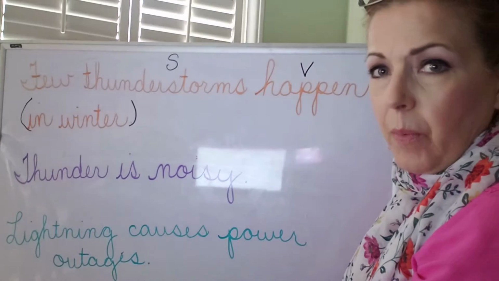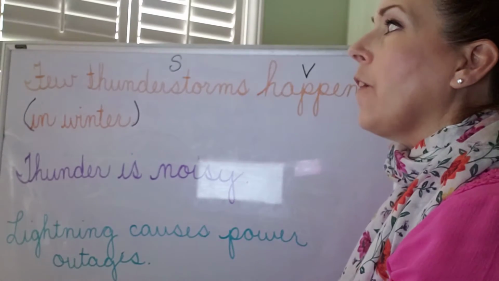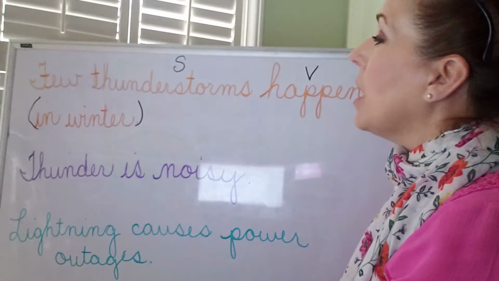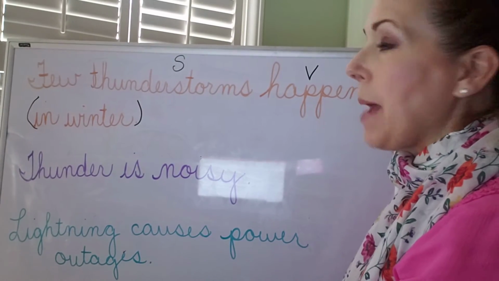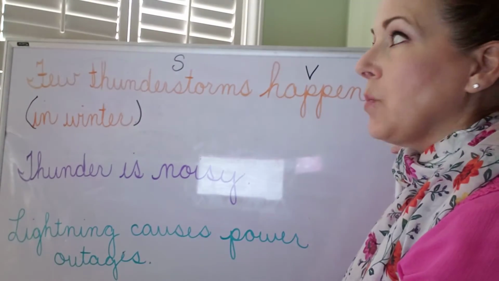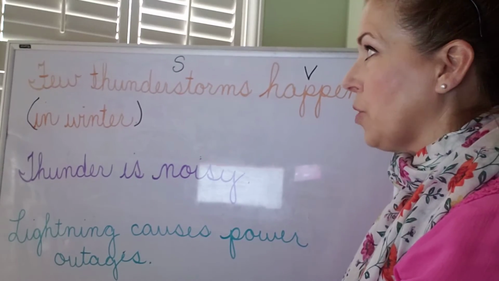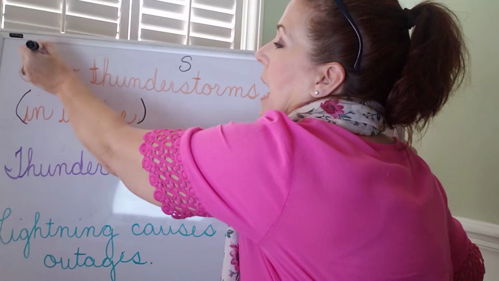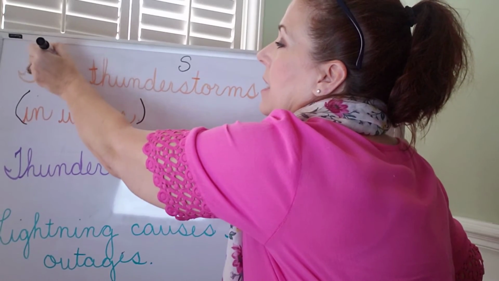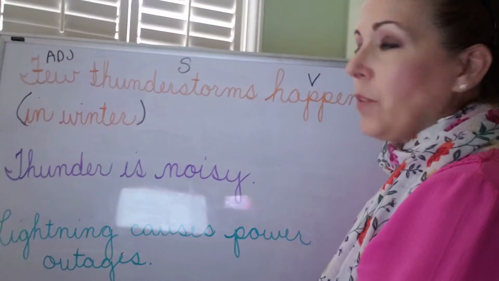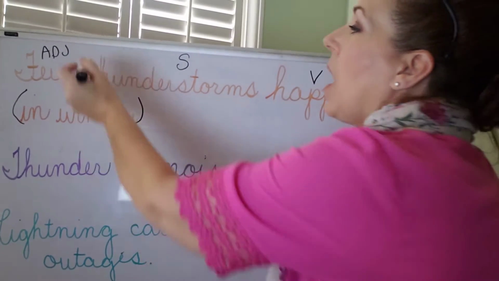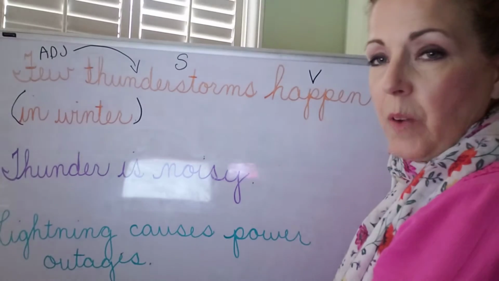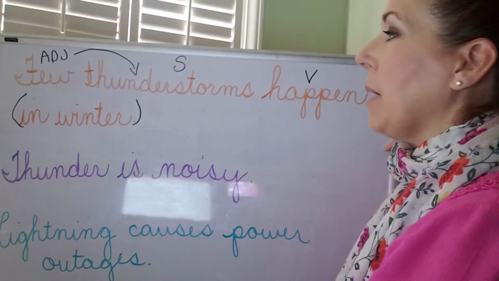So let's look at the word that we have left, the word few. What noun or pronoun does the word few describe? That's right, it describes thunderstorms. So that is our adjective. We'll put an A, D, J right over here, and then we'll draw an arrow showing that that is the noun or pronoun that it describes.